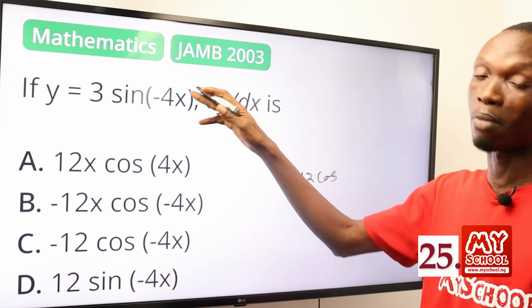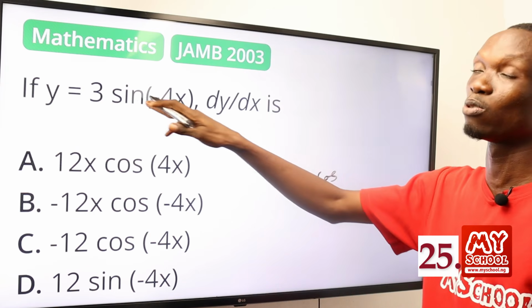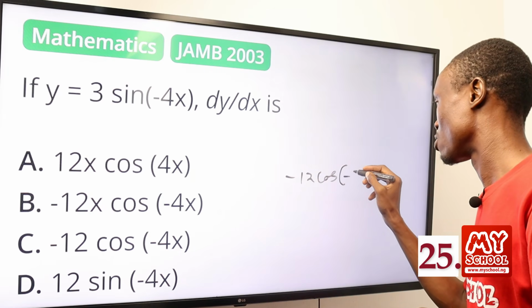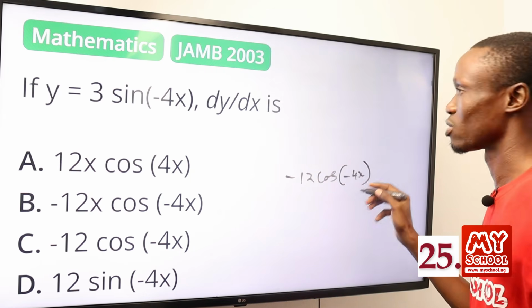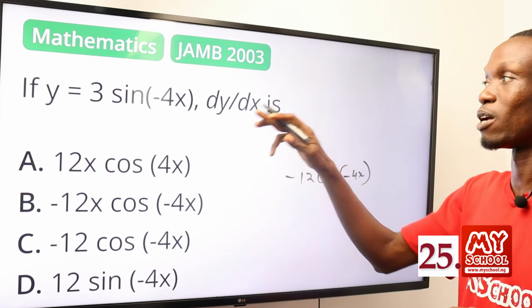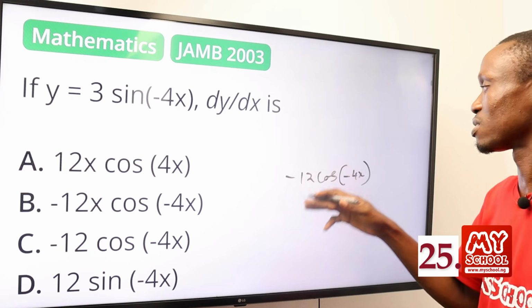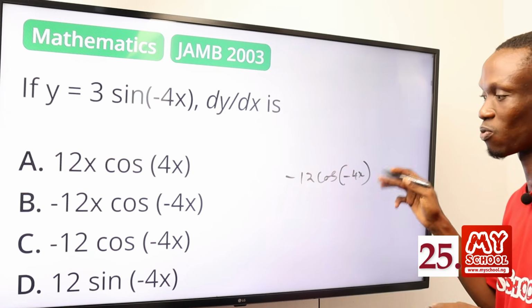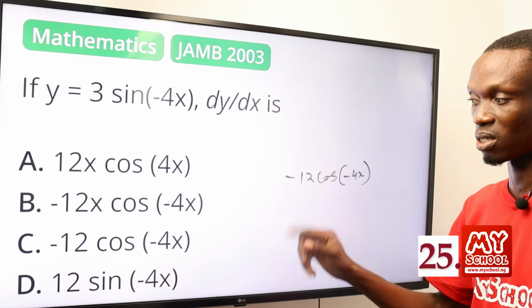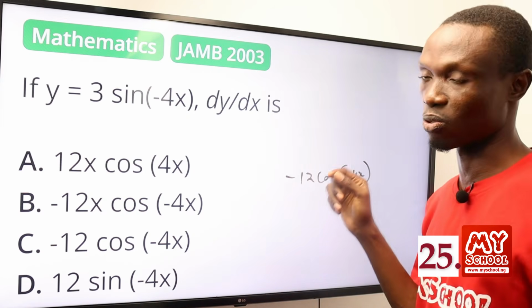What do you do to the minus 4x that was in front of the sine? You just rewrite it again in front of the cos. So you now have minus 4x also in brackets. So this is the differentiation of 3 sine minus 4x, and that is minus 12 cos of minus 4x. And that is option C. So that makes option C the correct answer to this question.